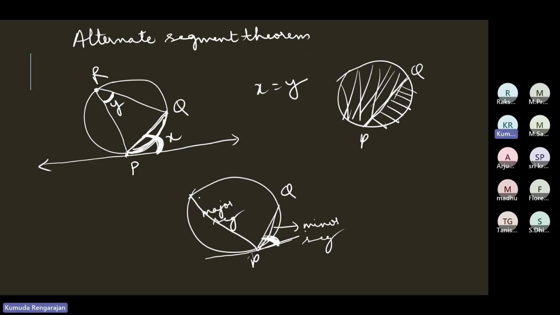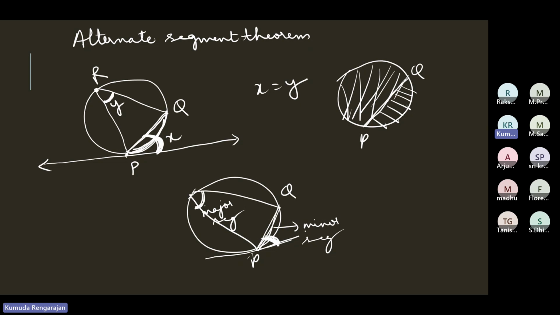While this angle is subtended by the chord in the major segment. That is why it is called the alternate segment theorem. One angle is in the minor segment, the other angle is in the major segment. Alternate segment theorem.